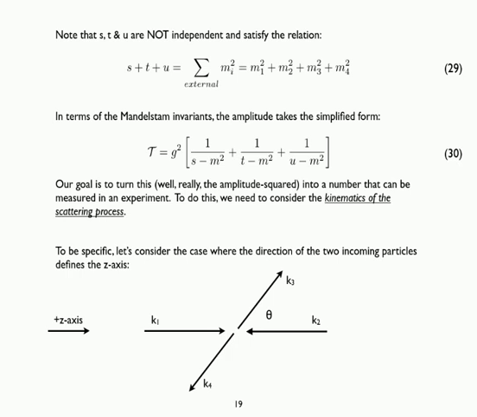Now, S plus T plus U is only good for 2 to 2 scattering. If you go to 2 to 3 or even higher, you're going to have more invariants. You're not only going to have 3.